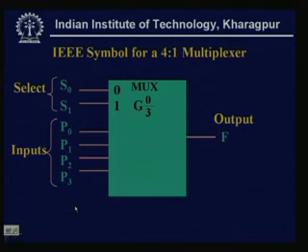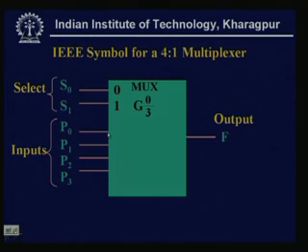Now, this 4-to-1 multiplexer we can treat as a module, and for a larger or bigger circuit design, I can use this multiplexer as a smaller module, as if it is a basic building block of my design. And this is very standard. The IEEE symbol for a 4x1 multiplexer is like this.